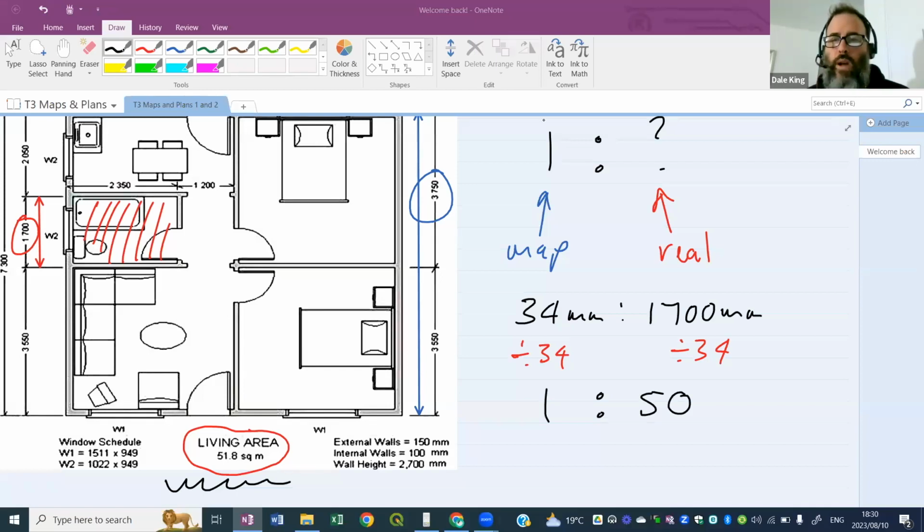But as long as you get a 1 on the left-hand side, and whatever math you do to get that 1, you must apply the same math on the right-hand side of the ratio.